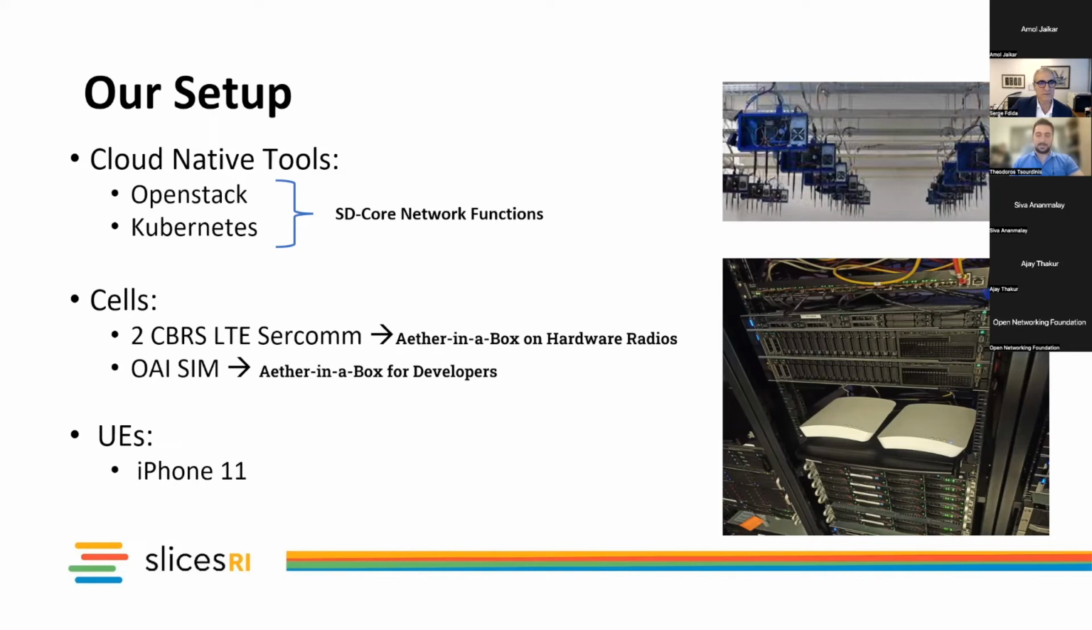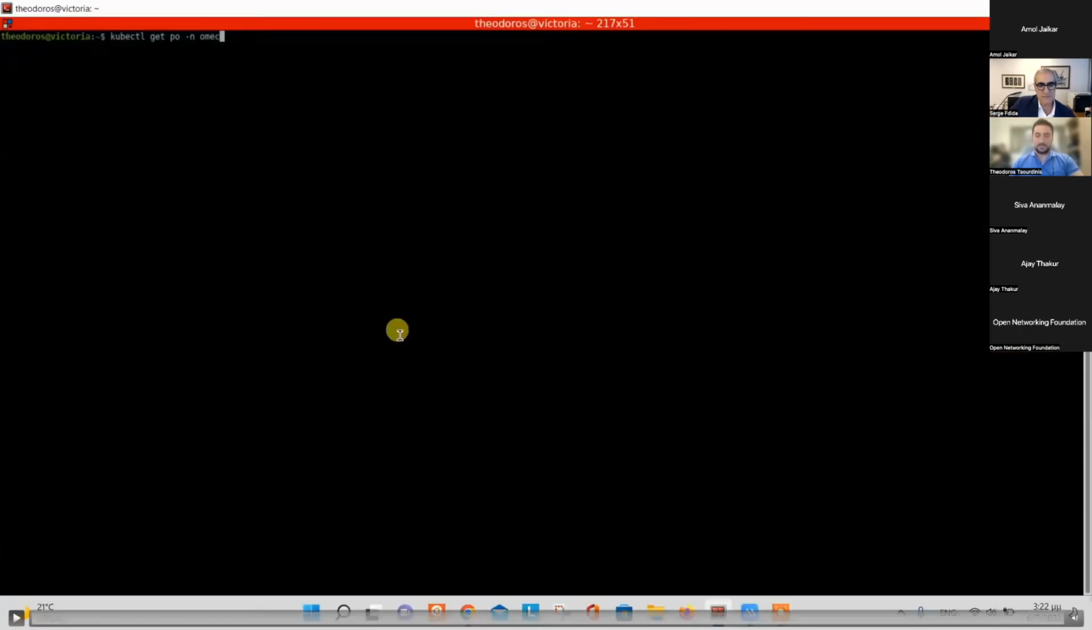For developers' deployment, the role of the A-Node B plays the OpenAirInterface simulator as a simulation solution for evaluating the developers' commits. We also used one cell phone that supports the CBRS frequencies, which in our case was an iPhone 11, for the connectivity tests. So let's now move on to the demo of what we achieved.